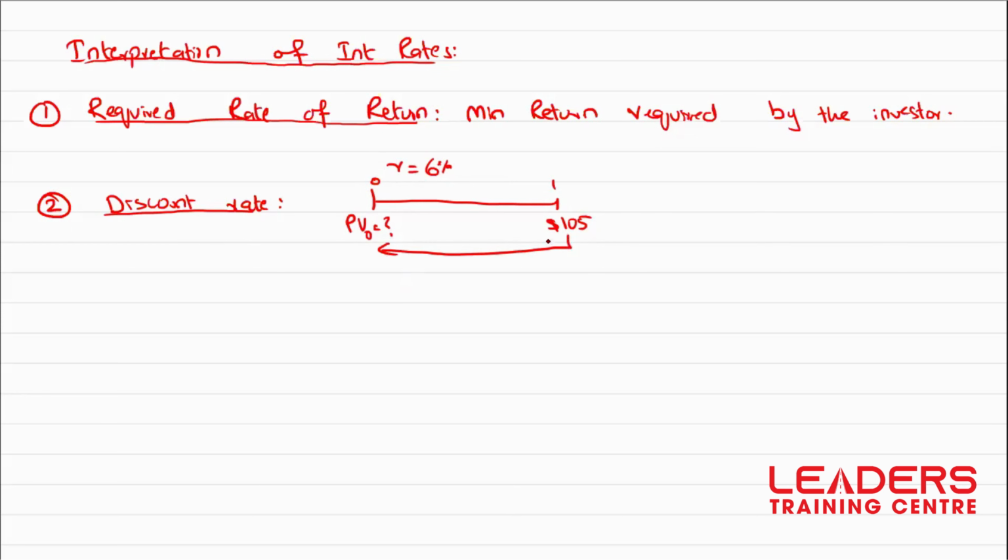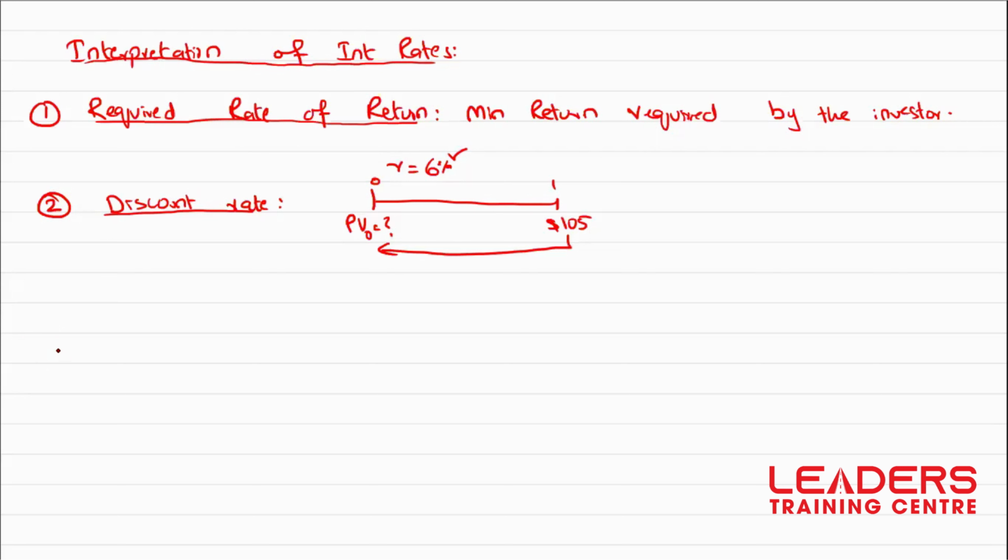In other words, all we would do is take the 105, which is future value, and discount it at 6% to arrive at the present value. So in this case, the rate of return is called discount rate because we use it to discount the future value to arrive at our present value. And hence it is called discount rate. Commonly, the required rate of return and discount rate are used interchangeably.